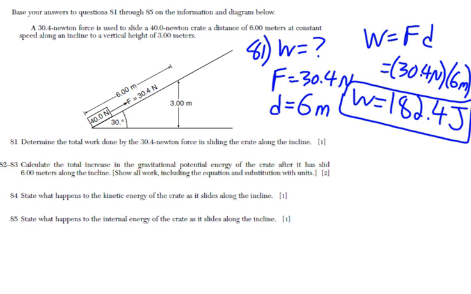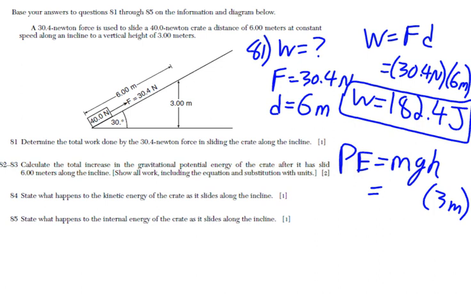82 and 83. Calculate the total increase in gravitational potential energy of the crate after it has slid the 6 meters along the incline. So gravitational potential energy, the equation here is potential energy is equal to m times g times h. Something to notice here: the height. Well, height is a vertical value, how far directly upwards it went. And so the height would not be the 6 meters. The height that we're going to plug in is the 3 meters.